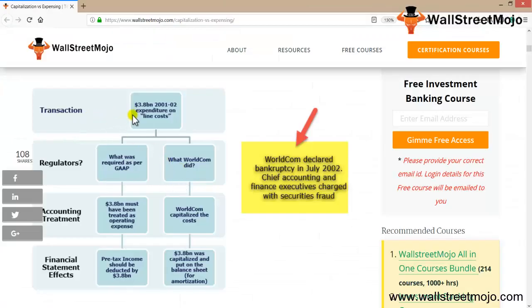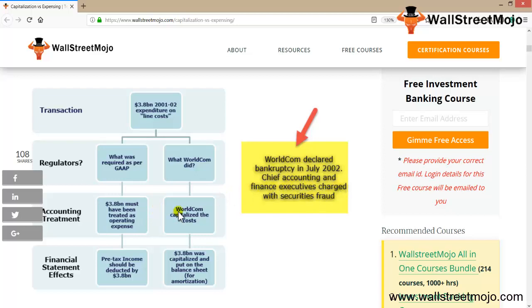As you can see, there is a transaction over here, 3.8 billion, 2001 expenditure lineup. The regulator, what is required as per the GAAP over here, what the WorldCom did exactly. The WorldCom declared bankruptcy in July 2002. The chief accounting and finance executives were charged with fraud.